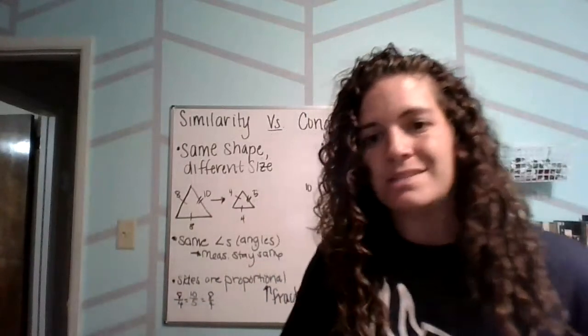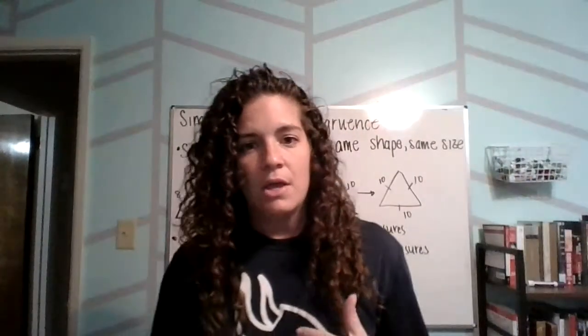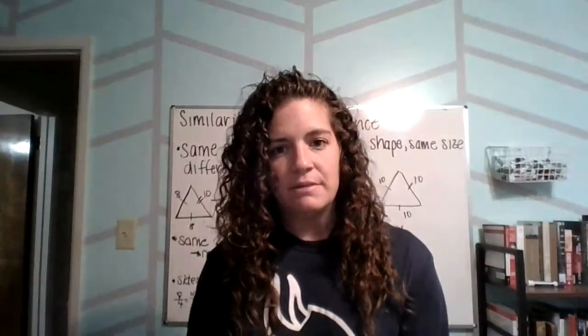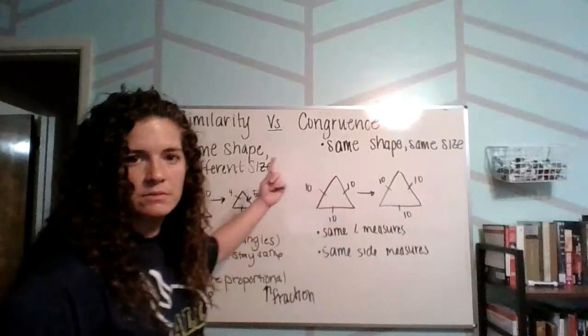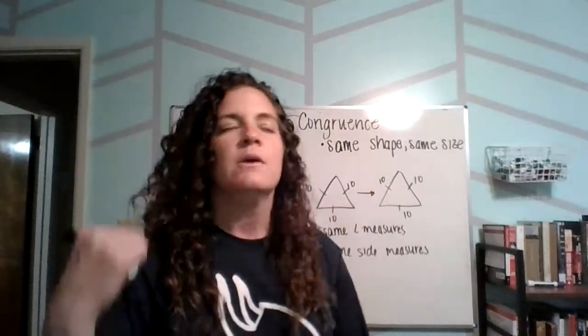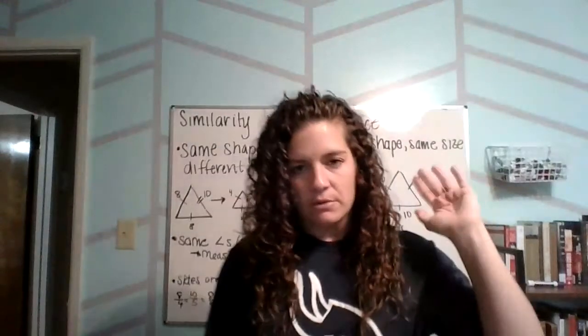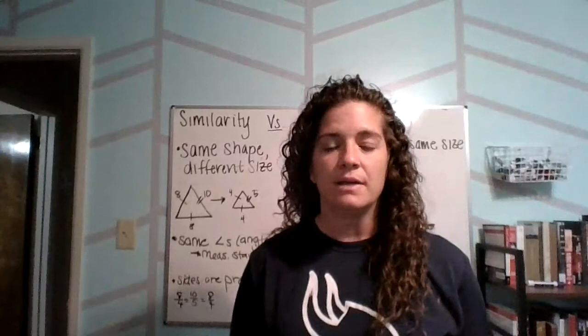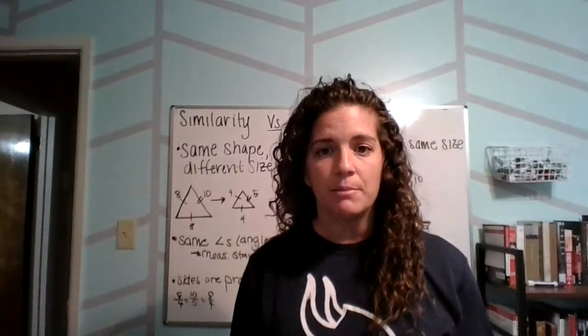So congruent is the easy one to check, right? If everything about the angles and the sides are all the same, it's definitely congruent. It's the similar ones that are a little different where you've got to do some math. It's still super easy to check the angles. Angles have to be the same no matter what, but the sides have to be proportional. That's where you set up the fractions.